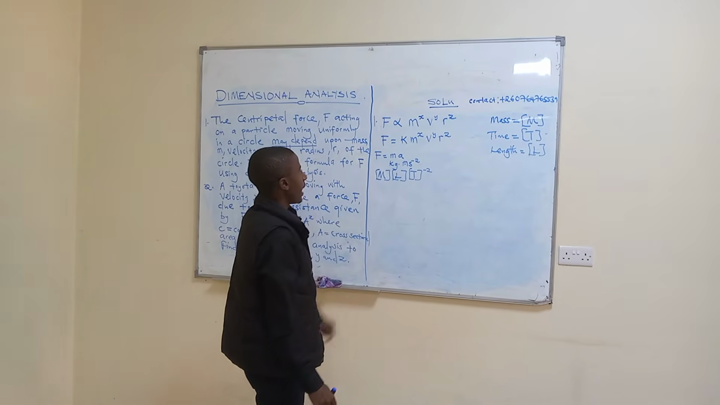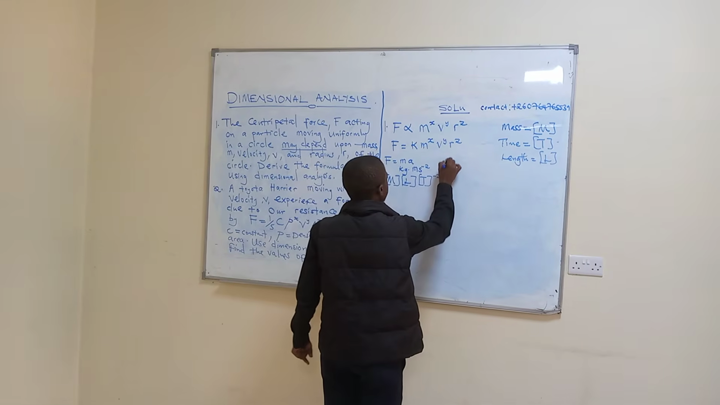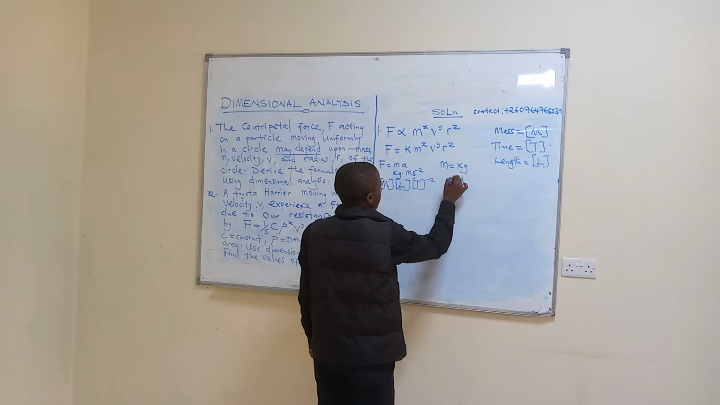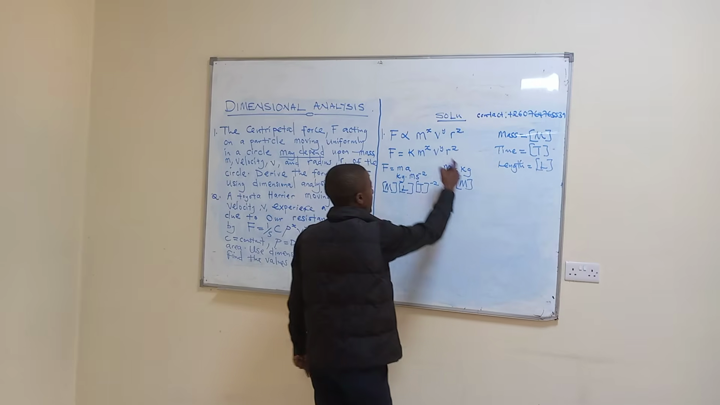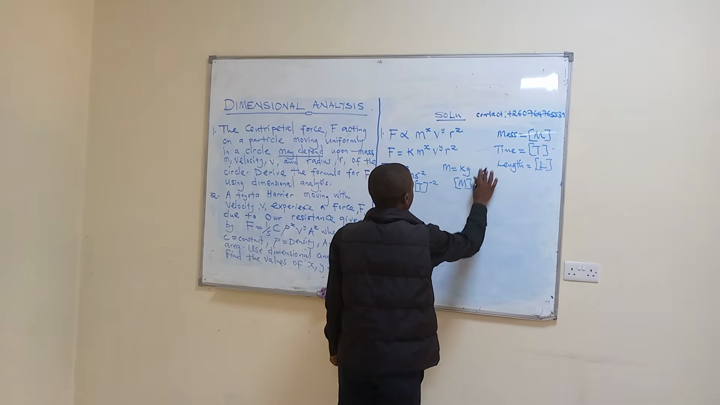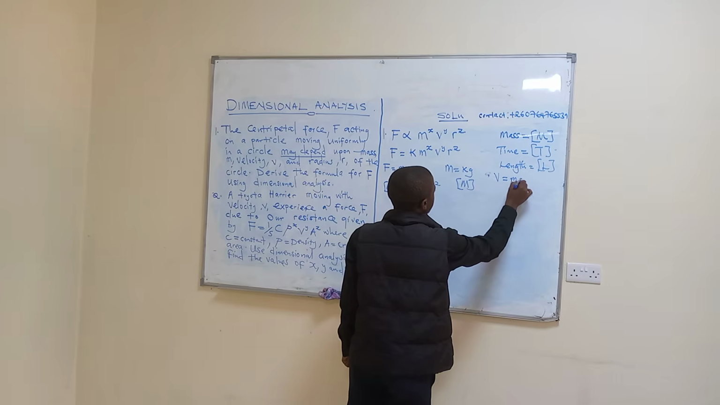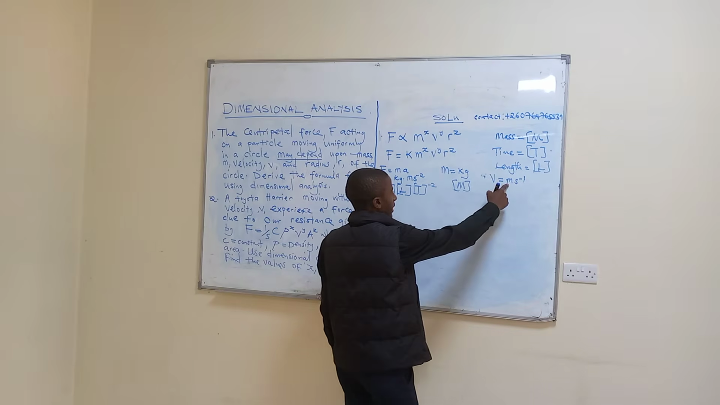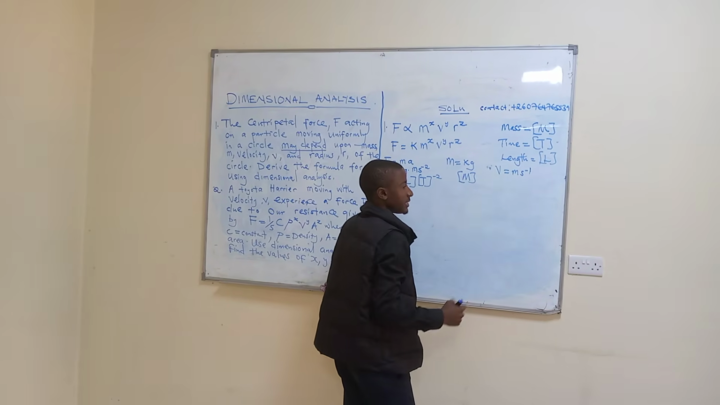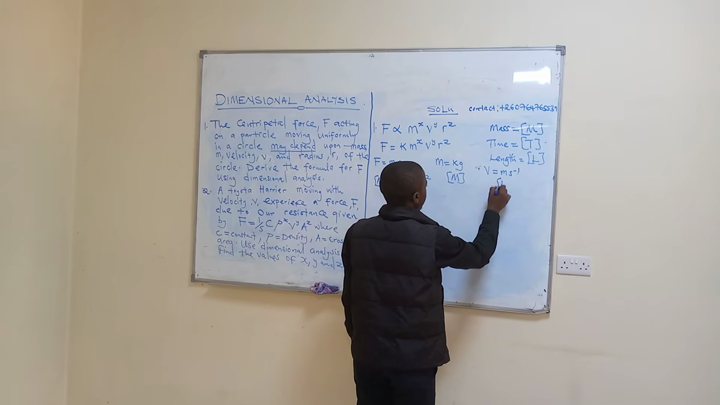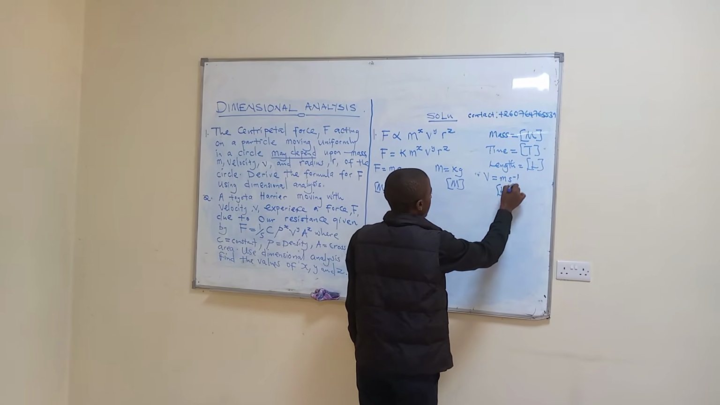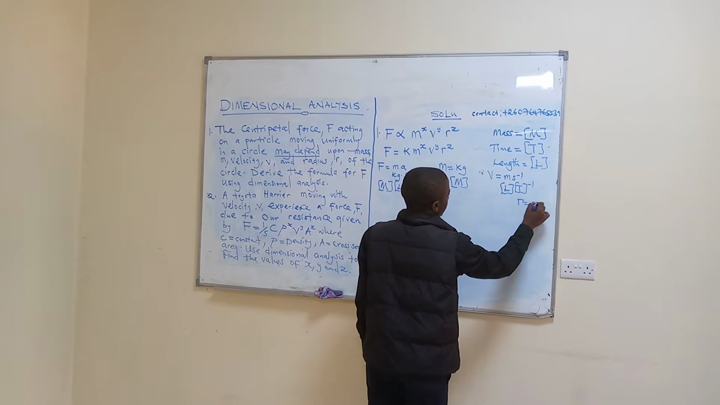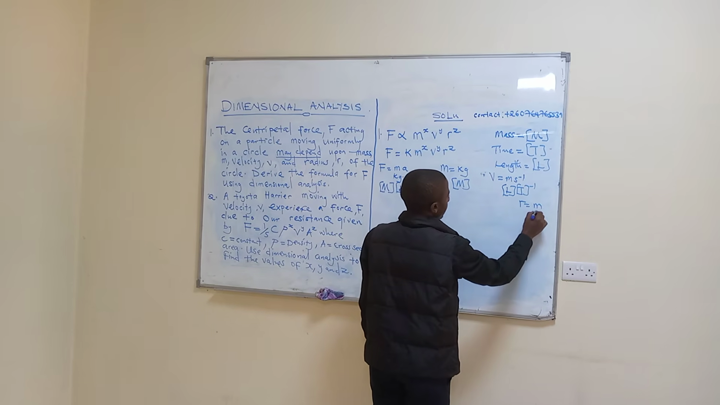So from there, I should also focus on the mass. Mass is measured in kgs, so its dimension is M. And then velocity, that is meters per second. Meters is L, and seconds, that is time, T to the power -1 like that. And then radius is measured in meters, which is then L.